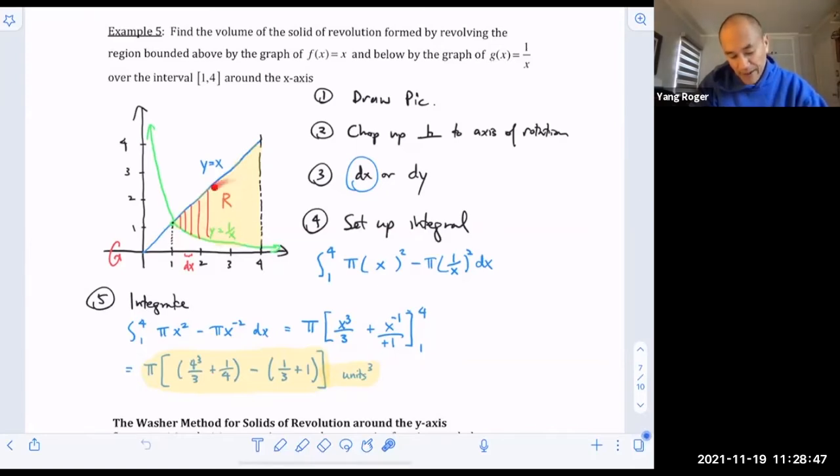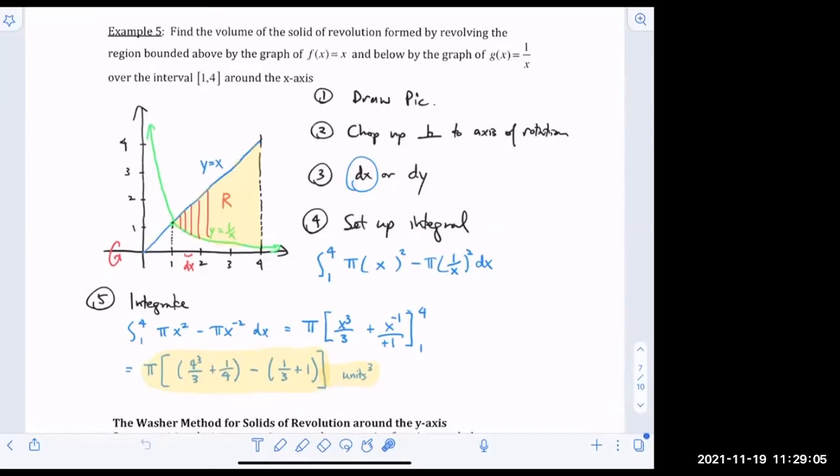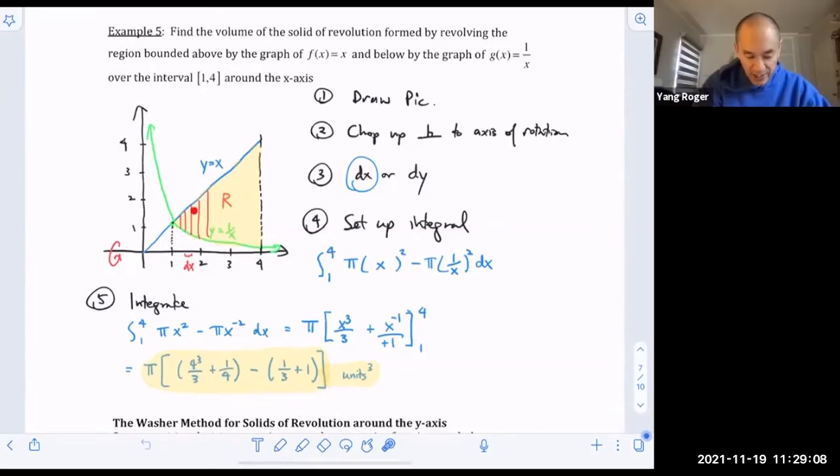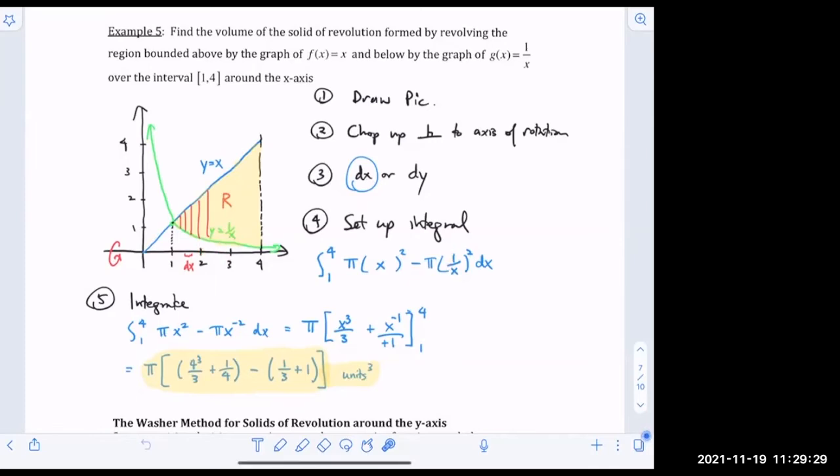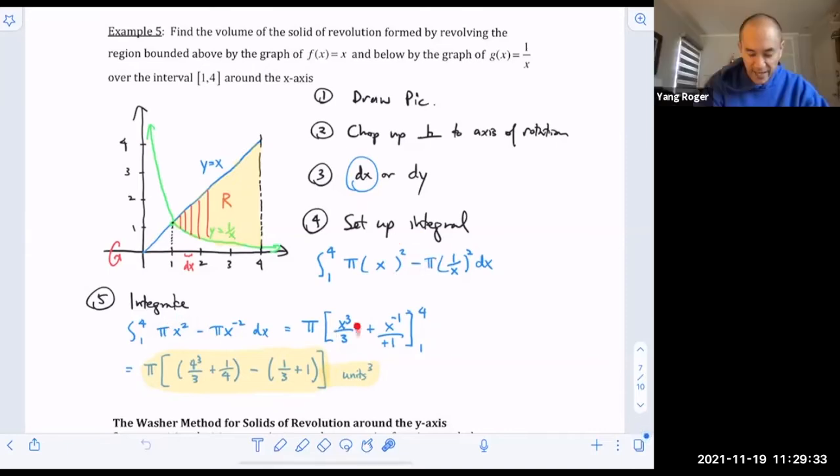So here's the upper bound, here's the lower bound. We've had problems where we had to find the area between these two. And now we're going to take this region and rotate it about the x-axis. So what does the volume of that thing look like? Well, after we've drawn our picture, we chop up perpendicular to the axis of rotation. This little bit of thickness lies on the x-axis, so we call it a dx integral. When we set it up, the big radius is the distance from here to here. It's pi times x squared. And then the small radius is going from here to here. That's 1 over x. And then you just simplify, find the antiderivative, plug in the endpoints, and you get your answer.